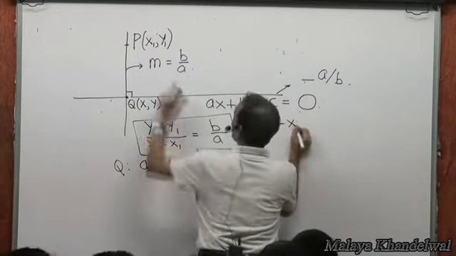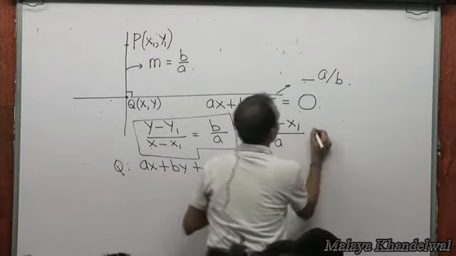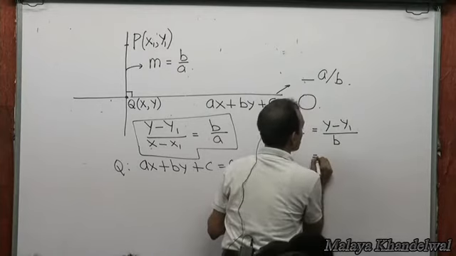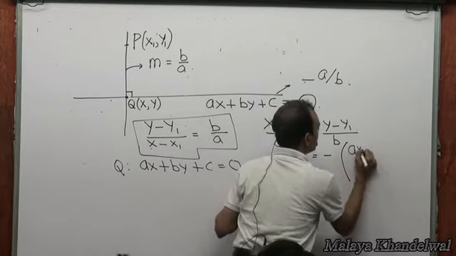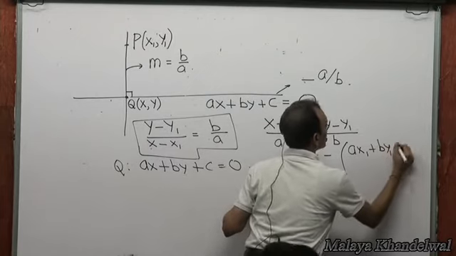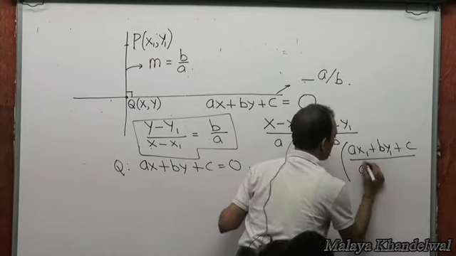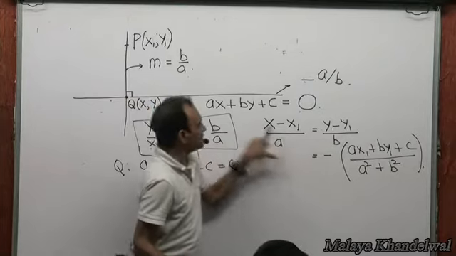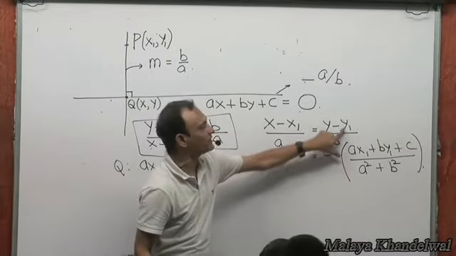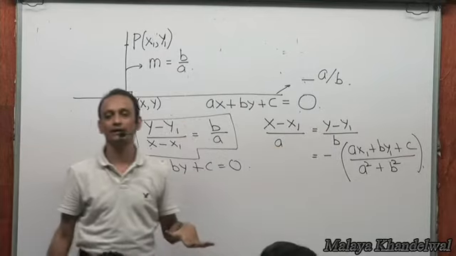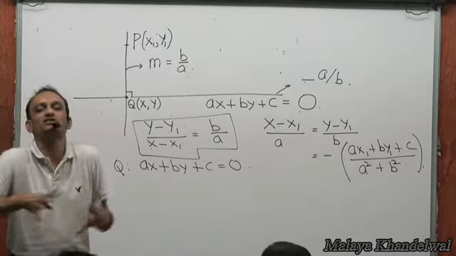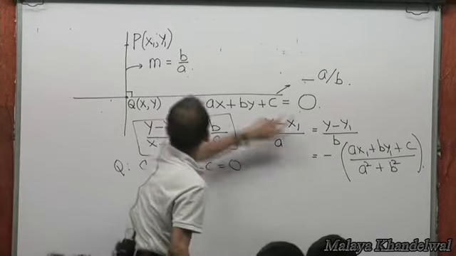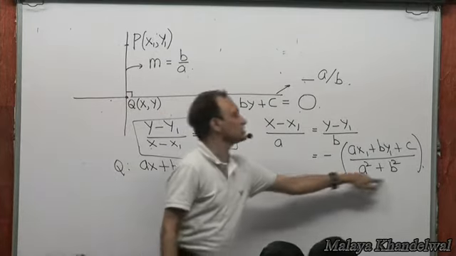(x minus x1) by A is (y minus y1) by B is minus (ax1 plus by1 plus c) by (a square plus b squared). You could use this. Using this and this, you can get the x coordinate. Using this and this, you get the y coordinate of the foot of the perpendicular. This is just the packaged version when you solve these equations. The x and y coordinates of this point Q will satisfy this condition.